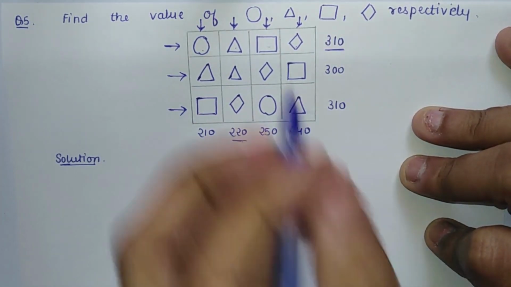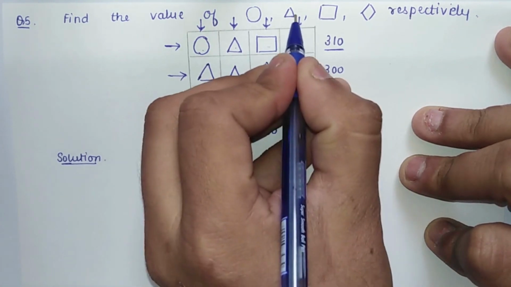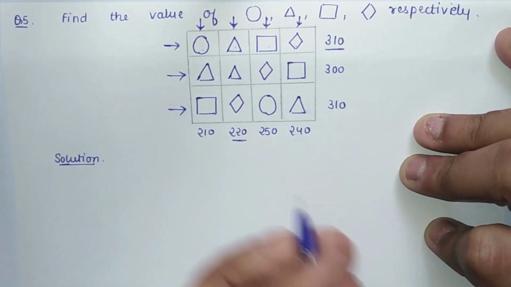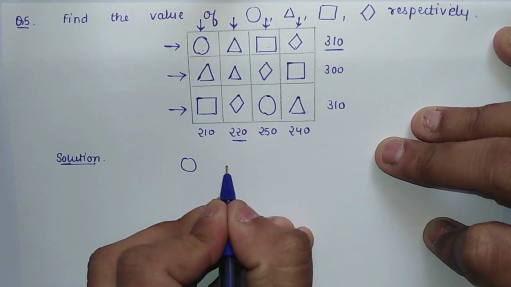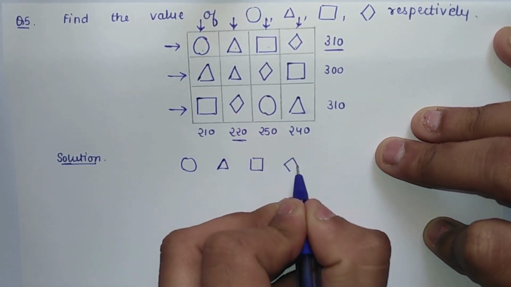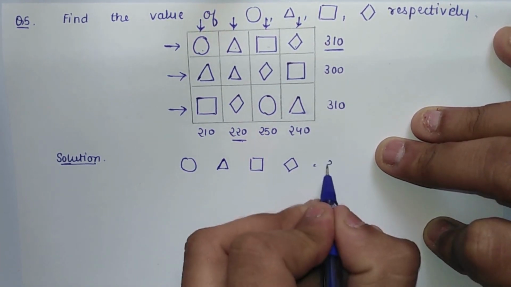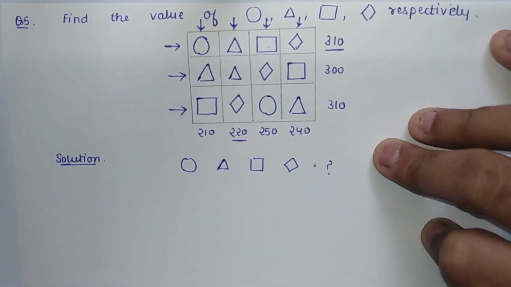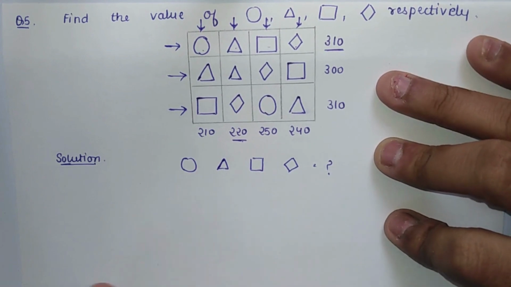Now in this question, we have to find the value of circle, triangle, square, and diamond. We need to calculate all of these symbols' values individually. What does each of these individual values are? So we have to find all of these values. How do we proceed with this question? How do we solve this question?